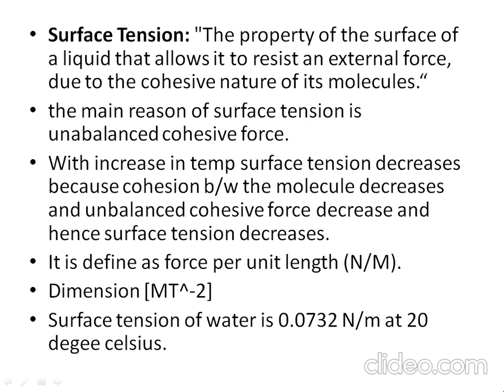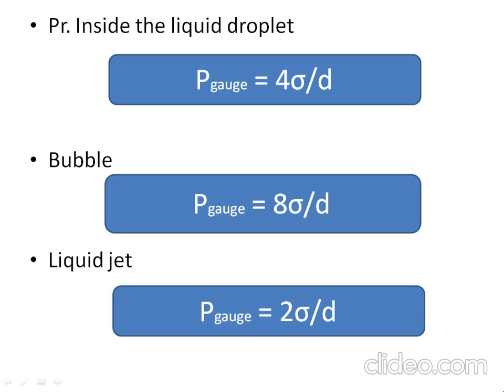Pressure inside a liquid drop: gauge pressure is equal to 4 sigma by D. Pressure inside a soap bubble: gauge pressure is equal to 8 sigma by D. Pressure inside a liquid jet: gauge pressure is equal to 2 sigma by D.